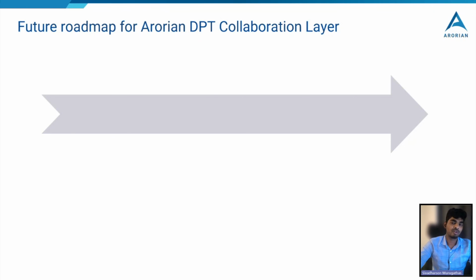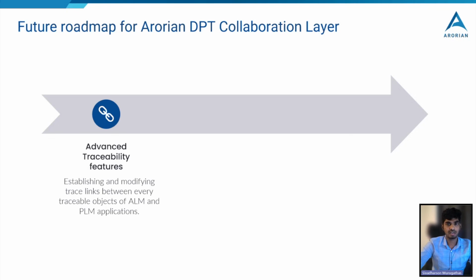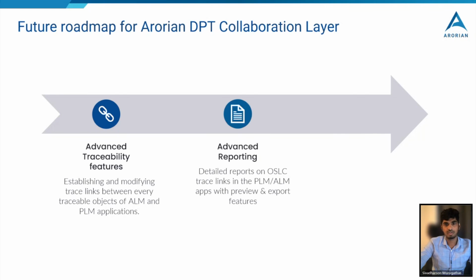Now for the future roadmap for the Aurorian DPT collaboration layer: we are still working on the product and trying to improve its capabilities. Here are some insights on what can be expected in the future and what we have in the backlog. As mentioned earlier, currently we can establish a link between Windchill and Codebeamer applications. This will be extended to other enterprise applications as well, covering different business use cases. The reporting functionality will also be elevated to support features like previewing the resource objects, modifying the existing links, and exporting the report in different data formats.